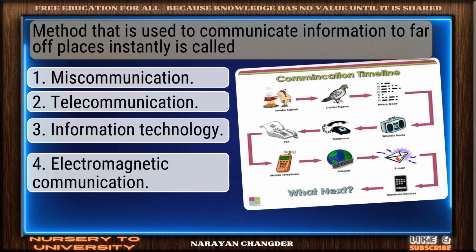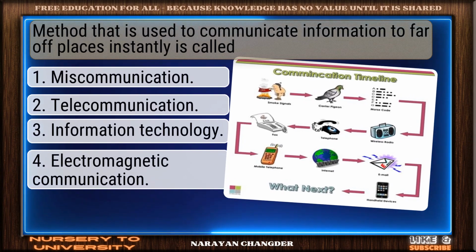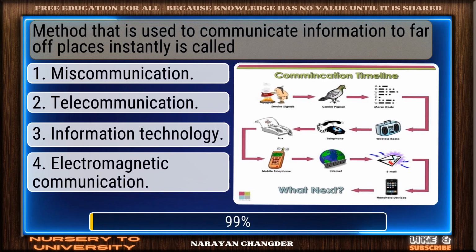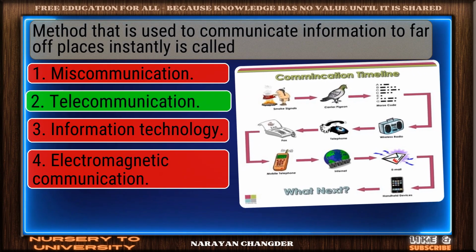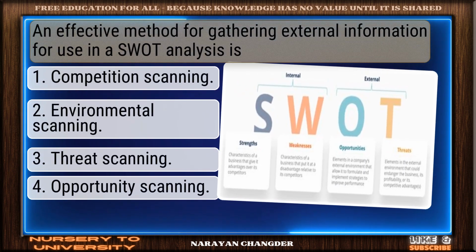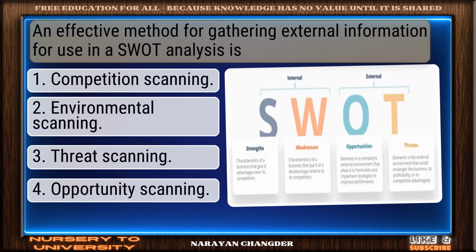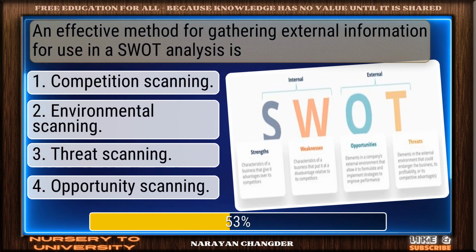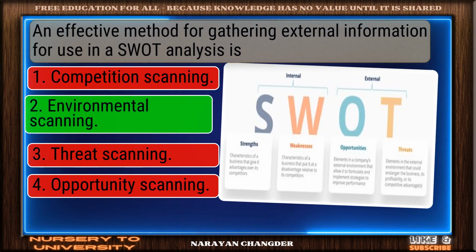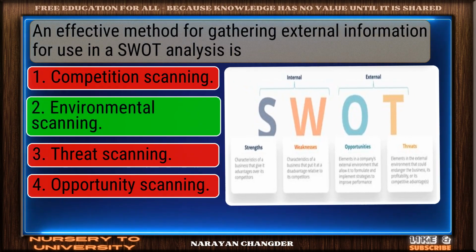Method that is used to communicate information to far-off places instantly is called. Clear logic. Telecommunication is sound. An effective method for gathering external information for use in a SWOT analysis is. Well reasoned. Environmental scanning is correct.